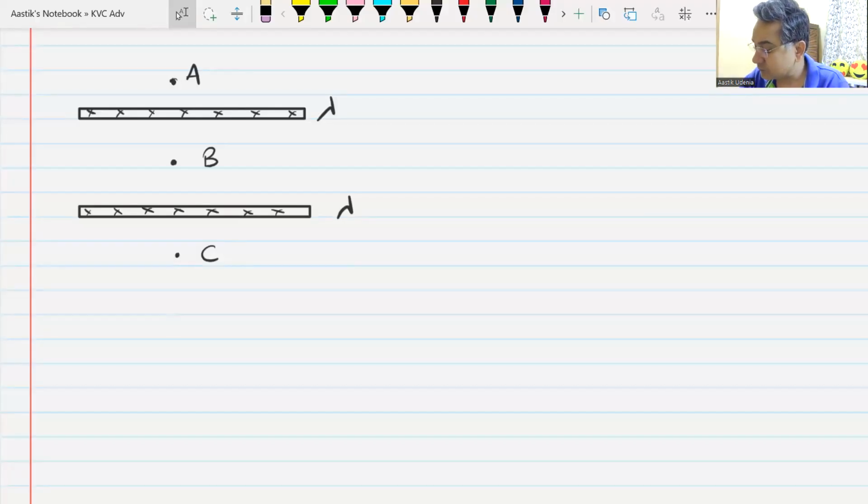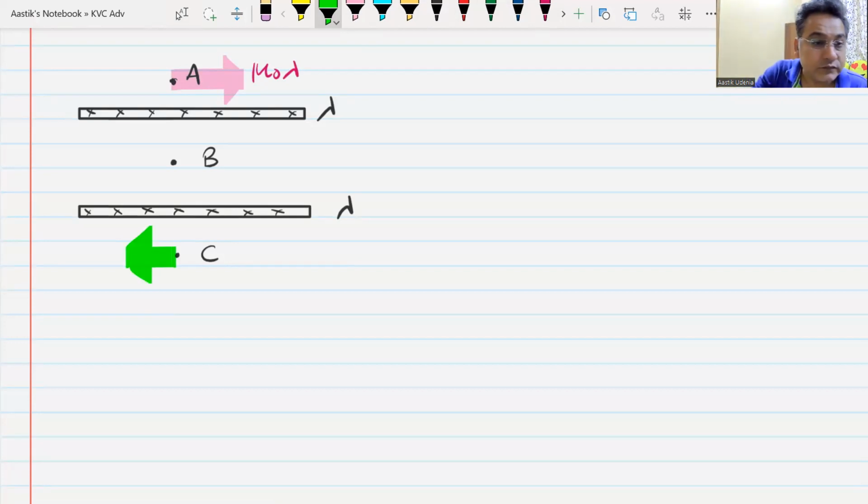Sir, if I consider the positive x-axis as positive direction, at point A it is mu naught lambda, going in this direction. It will be mu naught into lambda by 2 due to 1, and lambda by 2 due to 2. They will get added up. At point B, 0, sir. At point C, in the opposite direction, it is mu naught lambda. Do we understand this? Yes, sir.